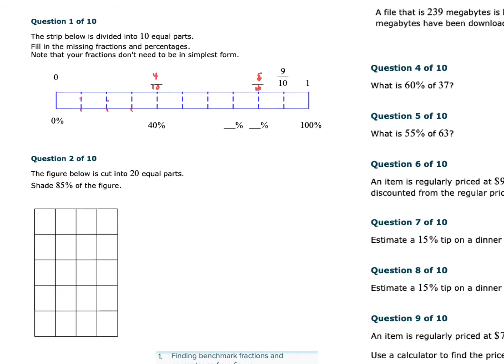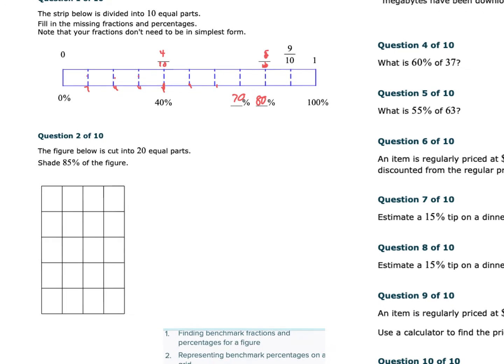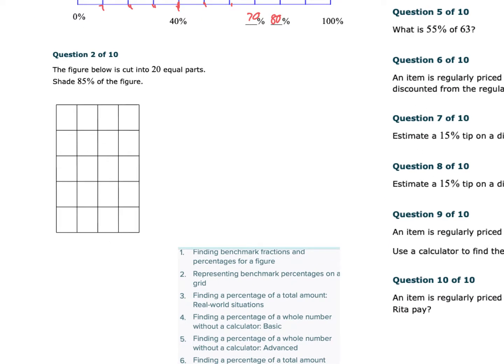Okay, let's look at percents now. Well, if each one's 1/10, each one's actually 10%. So 10%, 20, 30, 40, 50, 60, 70, 80, 90, then 100%. All right, so that's just some benchmarks there.